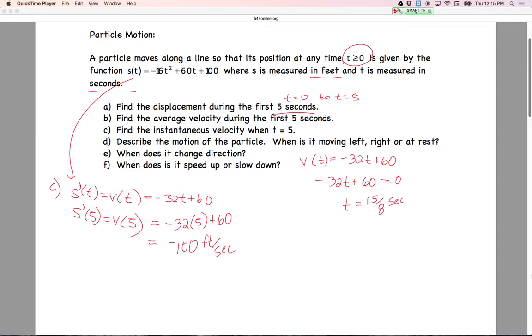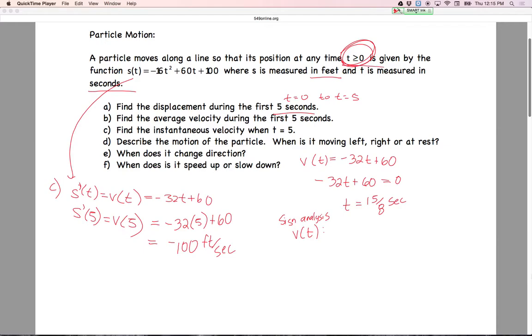Now, pay attention to this. This is kind of important. When we did our sign analysis yesterday, we analyzed the sign of V of t. You don't have to write sign analysis for V of t, but I'm going to, just for notes purposes. What's the only point it potentially can change from above to below? At 15/8. So we're going to have from negative infinity up to 15/8, and then from 15/8 to infinity. But they said we only have to care about time greater than or equal to 0.